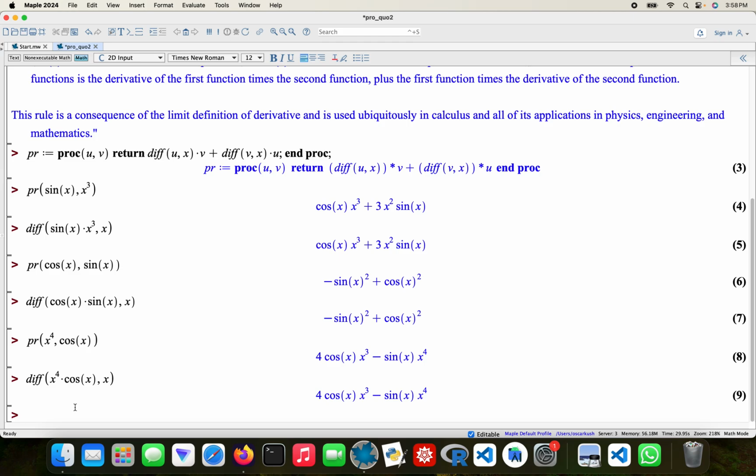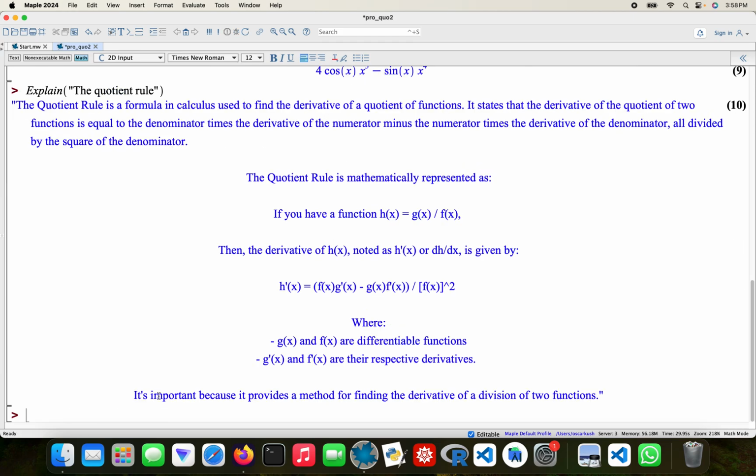So what we're going to do now is work on the quotient rule. I'll just get an explanation for that. So type in explain again, and then the quotient rule. So that's my string there, and it's evaluating that. So this is the formula used in calculus for quotient functions. I'm not going to read that, it's just for reference purposes.